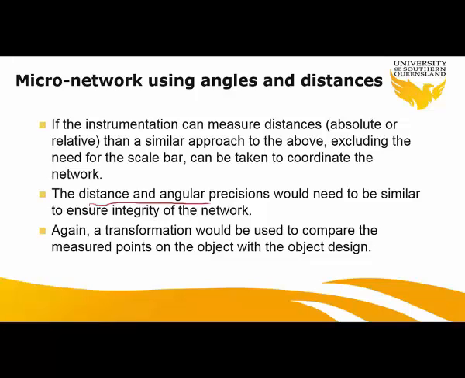And then same as before, we use a transformation that we call Helmert to compare the coordinates of the point that we just calculated using the least square adjustment and those measurements, with the ones which we have from the object design. Again, we don't need to know about the transformation at all at this level. We just need to know the procedure and the steps that need to be undertaken.